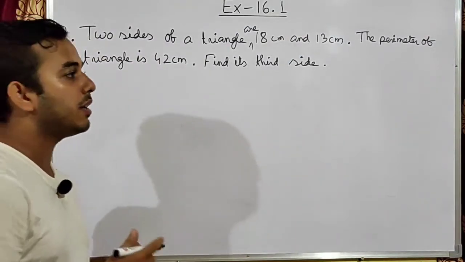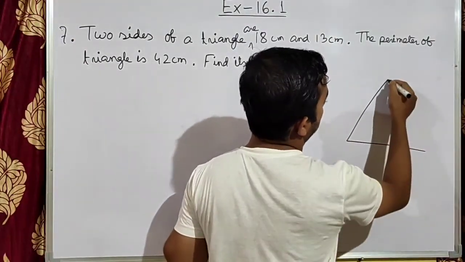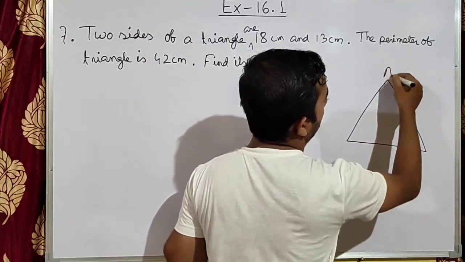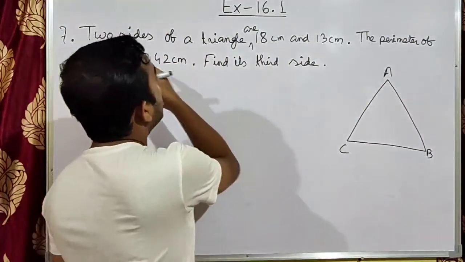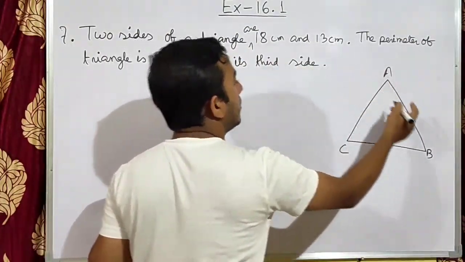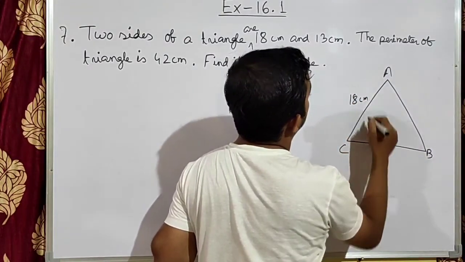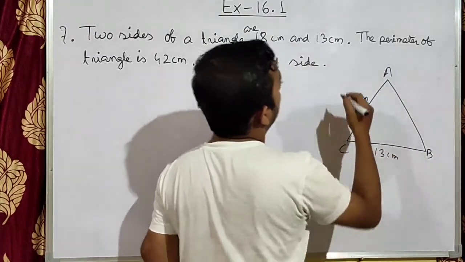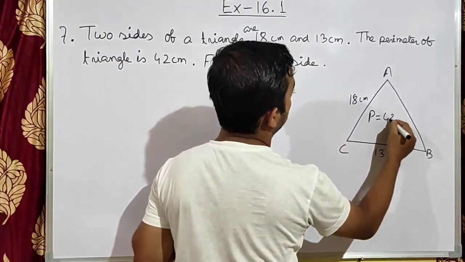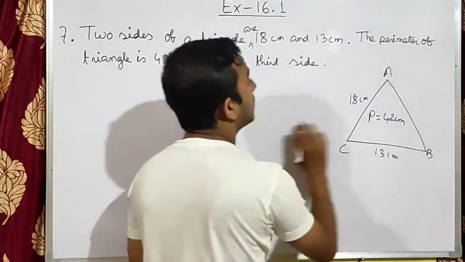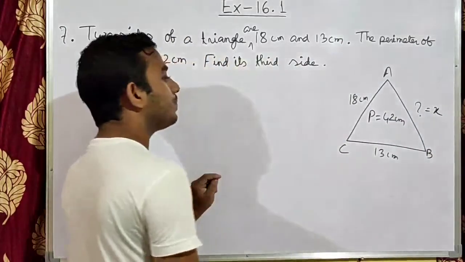So first of all, let us draw one triangle. Suppose this is our required triangle, A, B, C. Now what is given? Two sides of the triangle are 18 centimeter and 13 centimeter. Suppose this side is 18 centimeter, this side is 13 centimeter, and the perimeter of the triangle is 42 centimeter. Find its third side, that is we have to find this side. So let it equal x. Okay, clear?